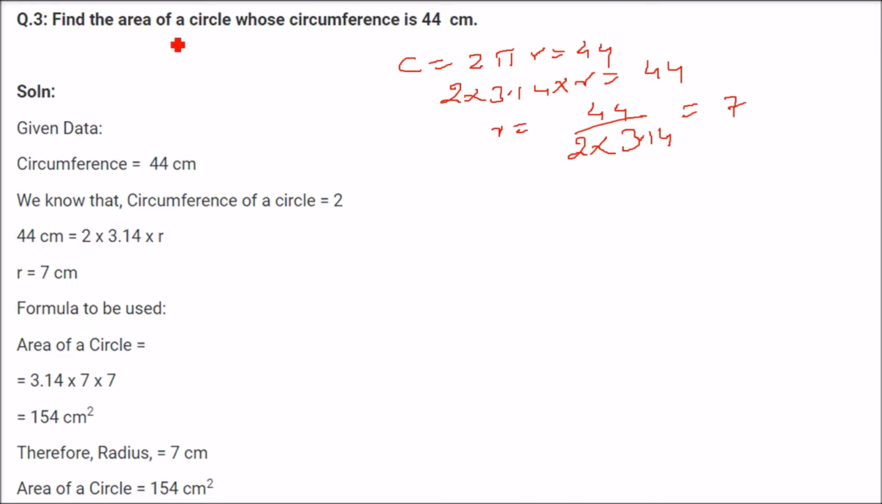Now the radius is known. The area of a circle is pi r square. So pi is 3.14, r is 7, so 7 into 7. So this is going to be 154. Now this is in centimeter square unit because it is an area.